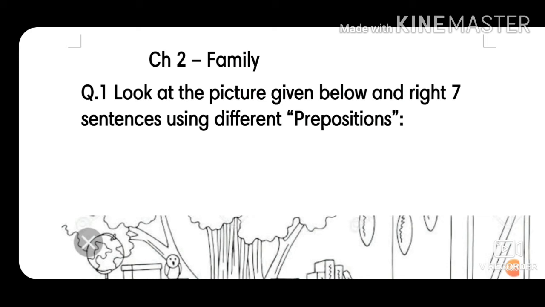Come on. Chapter number 2, family. This is of revision worksheet, page number 3, right? Chaliye, what is the question? Look at the picture given below and write 7 sentences using different prepositions. Prepositions means जो हमें things की position दिखाता है, right? That we already know, right?